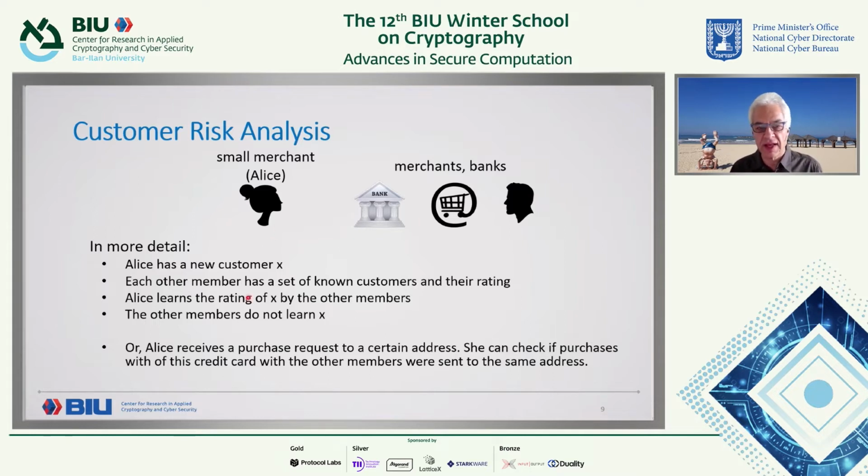And you can do other things like, say, if Alice receives a purchase from a certain credit card to a certain address, she wants to know if the other merchants had also purchases by the same credit card to this address, say, a few days ago, and there was no dispute, so maybe that's okay. And what's interesting to note here is that here Alice's set contains only a single item. So here we compare one item to many items.